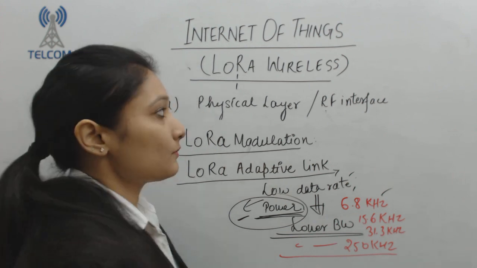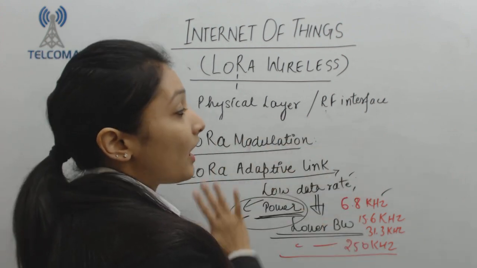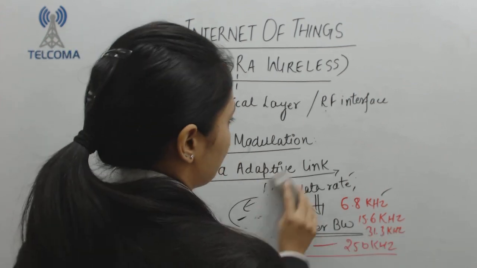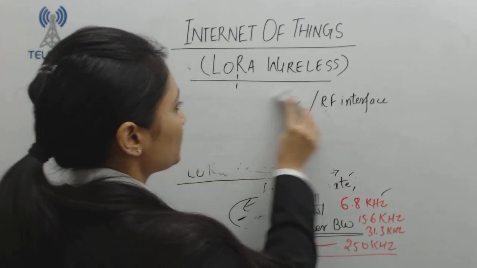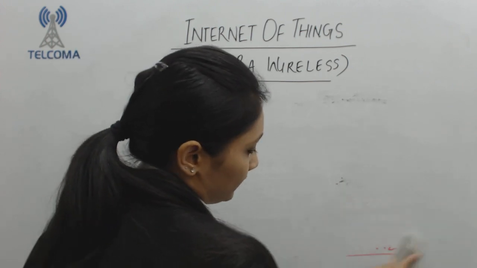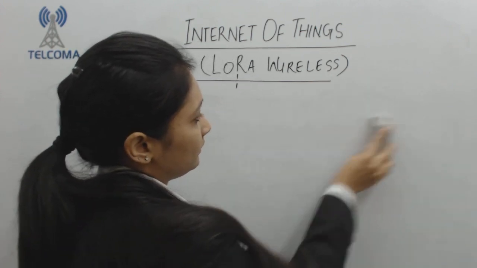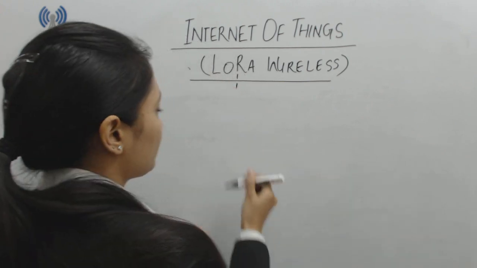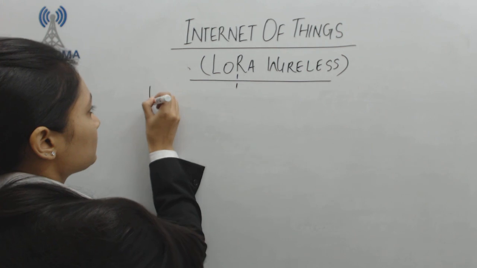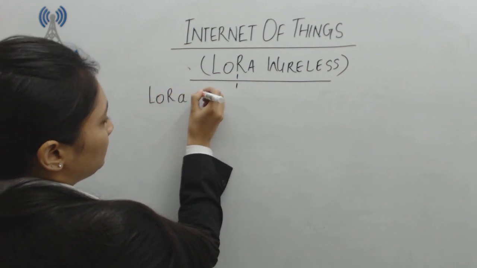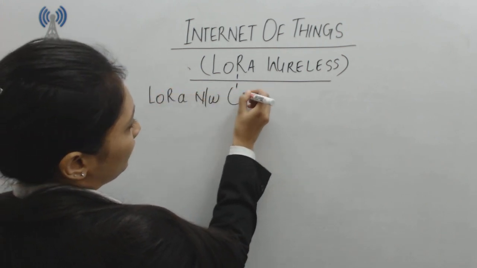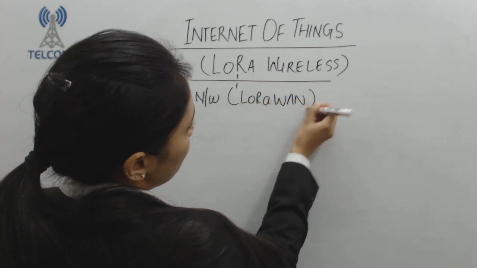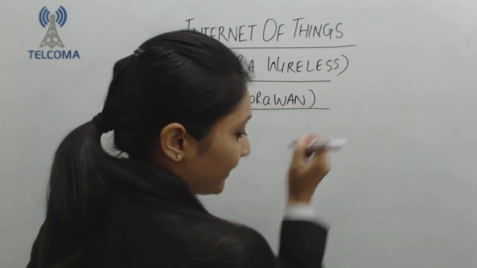So this is just about the physical layer, or the RF interface, for your LoRa wireless systems. Now after that, you have the network. How are the various elements used here? You have now the LoRa network, which is also referred to as LoRaWAN.